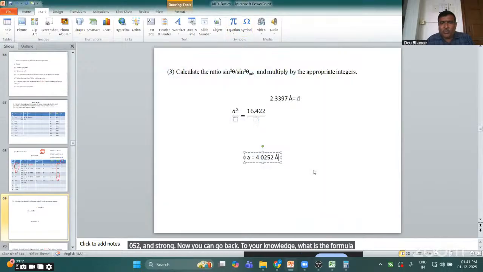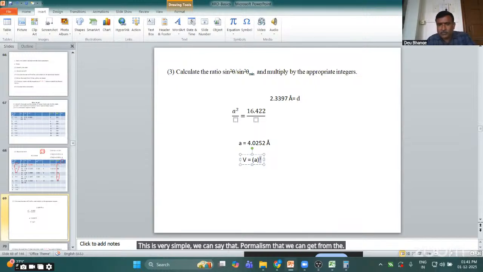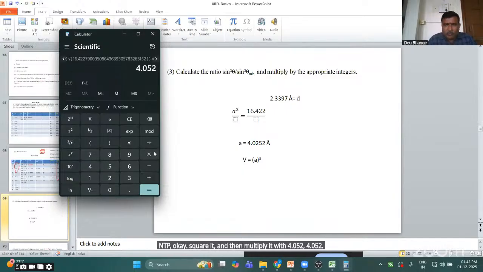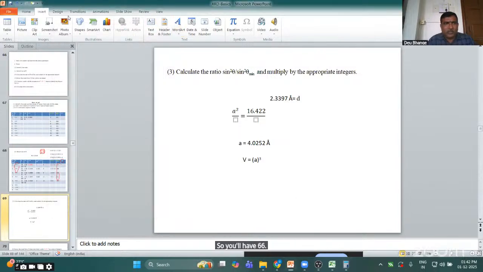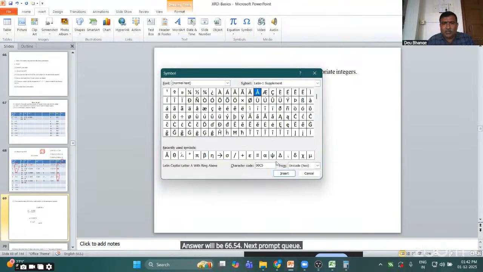Now you can go back to your knowledge. What is the formula for the cube volume? This is a. If you know the trigonometry, volume of cube is equal to the cube of a. This is very simple. You can see that volume is a cube, so you make a cube of it. Can you do it with this one? I don't have it on this one, but okay, we can just use the scientific calculator. Square it and then multiply it with 4.052. So you will have 66.54. The answer will be 66.54 angstrom cube.